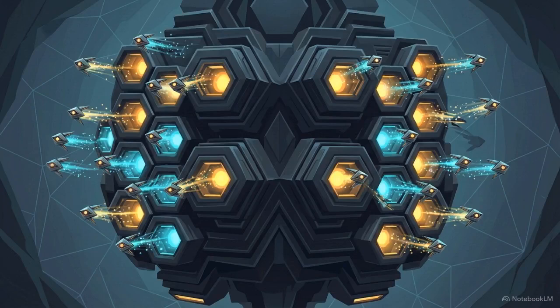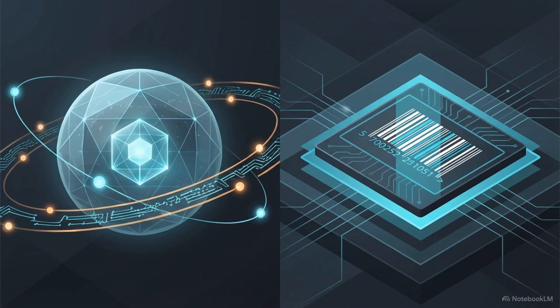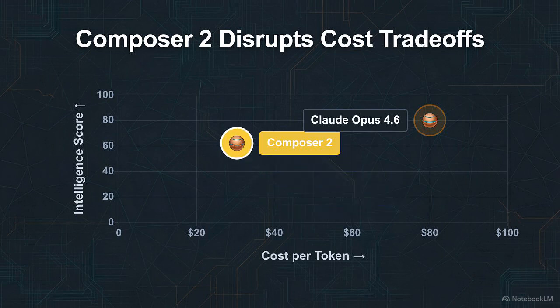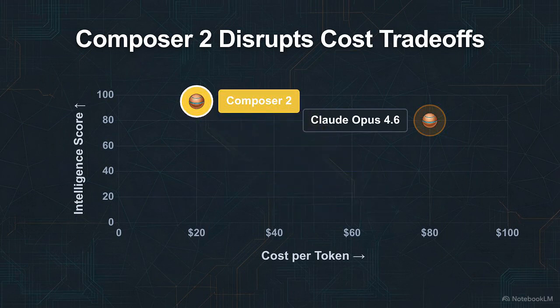Running a swarm of autonomous agents requires a very specific type of fuel. You need an AI model that is incredibly smart, but also extremely cheap to operate at scale. This scatterplot illustrates Cursor's solution, Composer 2. It outperformed Claude Opus 4.6, landing in a quadrant of higher intelligence at a fraction of the cost.